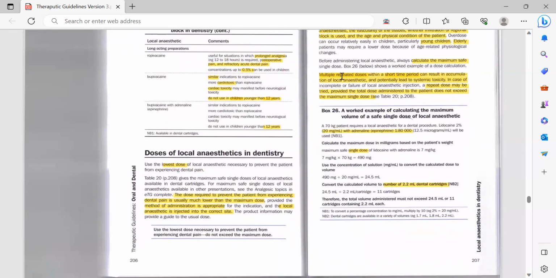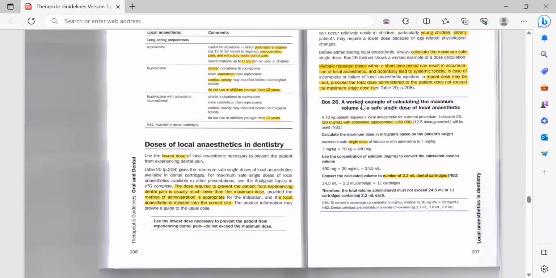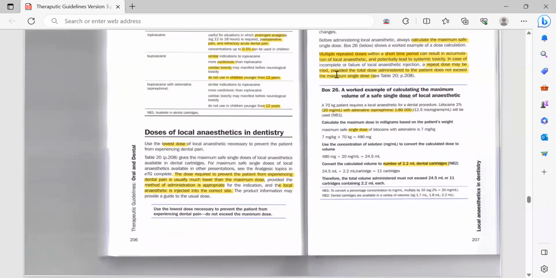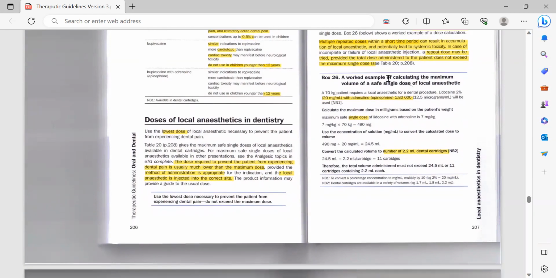Okay, and multiple repeated doses within a short period of time can result in accumulation of LA, and it could lead to systemic toxicity. So you need to make sure what you are doing. But in case of incomplete or failed LA injection, a repeat dose may be tried provided the total dose administered to the patient does not exceed the maximum single dose.